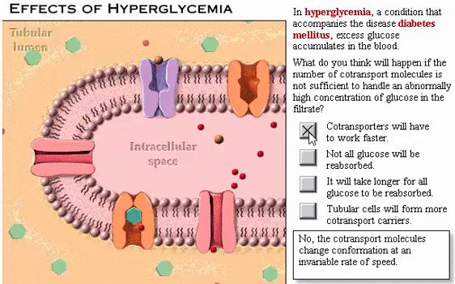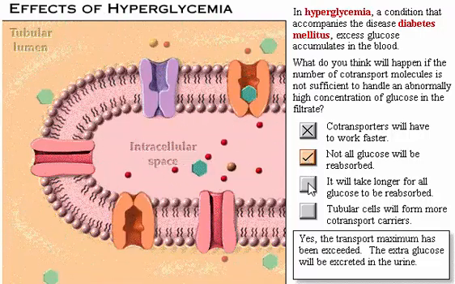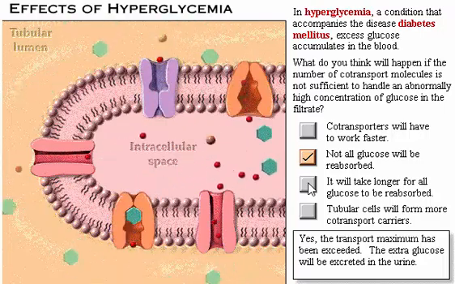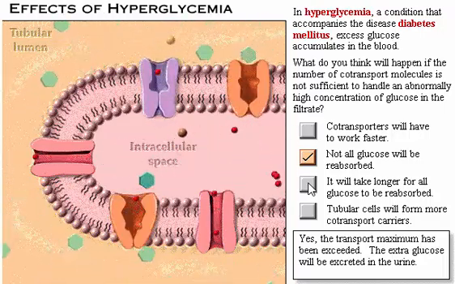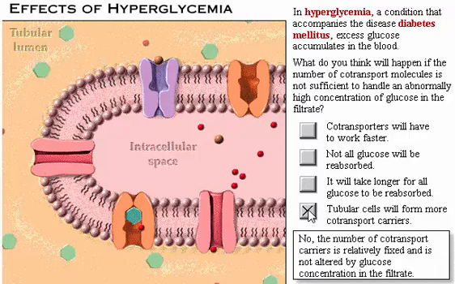No, the cotransport molecules change conformation at an invariable rate of speed. Yes, the transport maximum has been exceeded. The extra glucose will be excreted in the urine. No, glucose leaving the proximal convoluted tubule and entering the loop of Henle will not be reabsorbed. No, the number of cotransport carriers is relatively fixed and is not altered by glucose concentration in the filtrate.